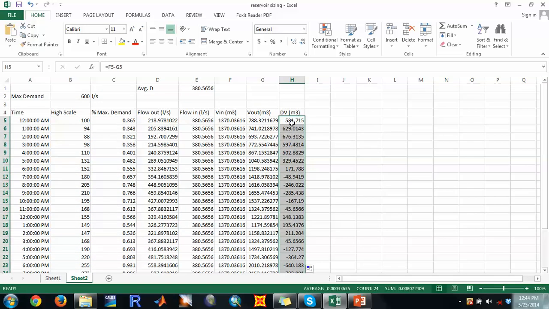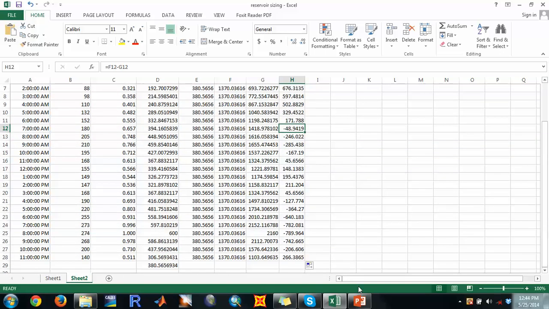A positive value means the volume in is greater than volume out, so there is sufficient water. And a negative value means volume in is less than volume out, so there must be additional water that should be stored in a reservoir. So this is what we get. The minus sign, you see, it is decreasing to minus 742.